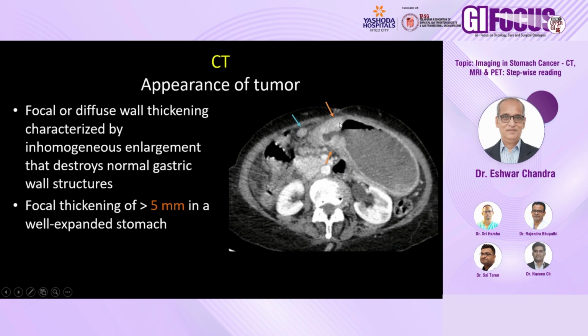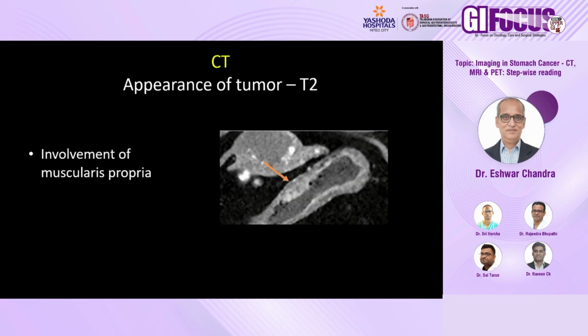So this is an example of a severe thickening. As compared to the wall, which is well distended in the rest of the stomach, you have an irregular nodular thickening of the stomach. There's also perigastric infiltration suggesting a serosal extension. There is also an enlarged lymph node. So a focal thickening more than 5 millimeters, which enhances, is pretty suspicious for a gastric cancer.